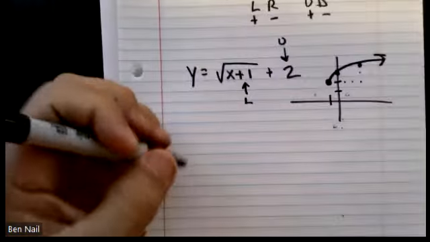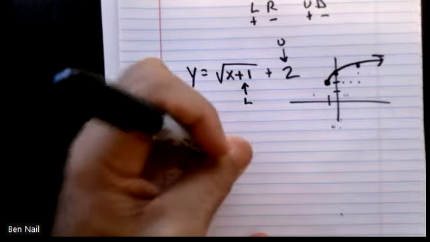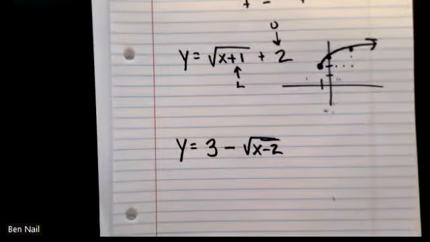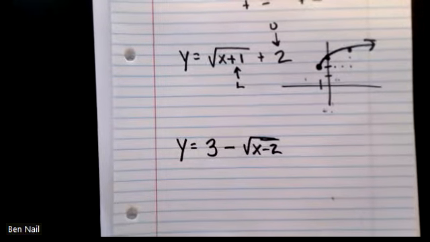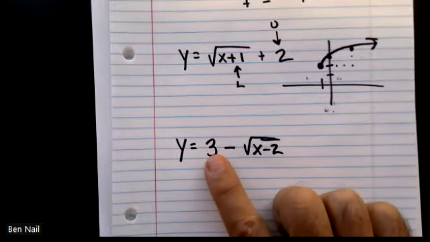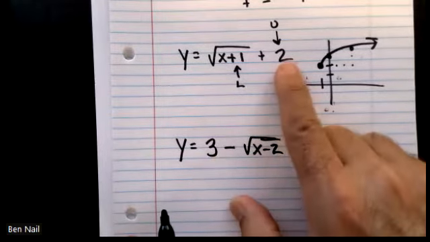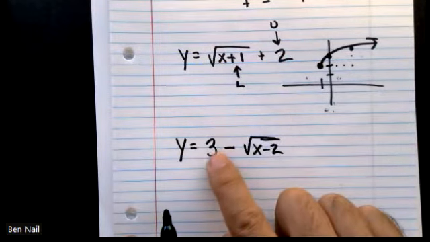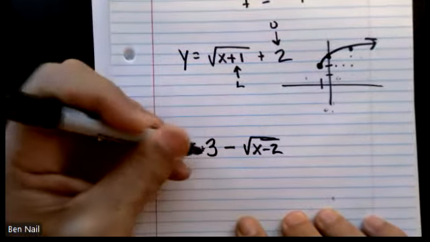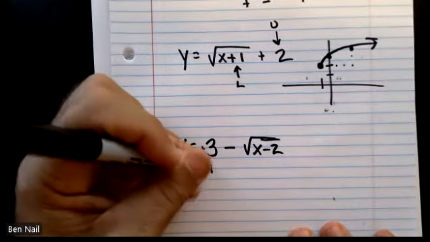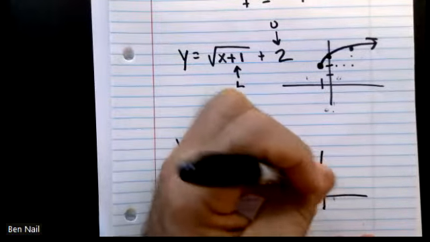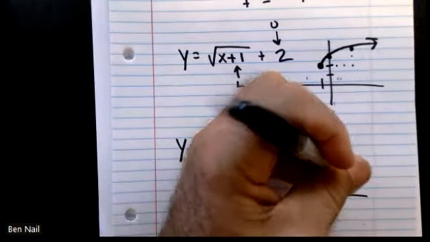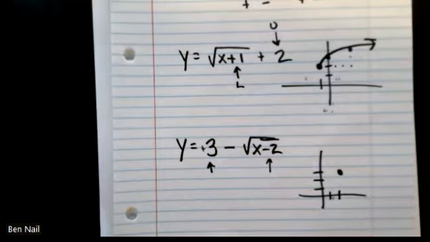Like I said, where they're going to try and get cute or tricky with this is if they write it like that. Even if they put this 3 here, it's the same as putting the 2 here. If it's outside of the function like this and you're adding or subtracting, this is your up or down shift. And this 3 is actually a positive 3. So this is going to shift us up 3 units. This minus 2 is going to shift us to the right 2 units. So that's my starting point.